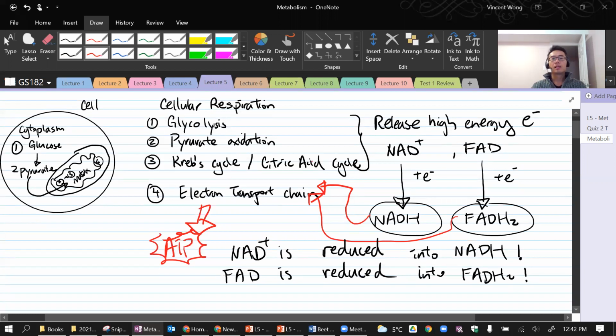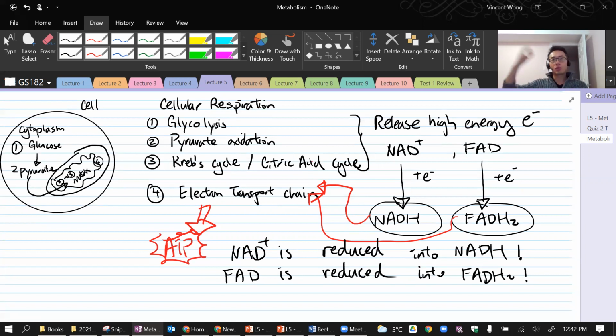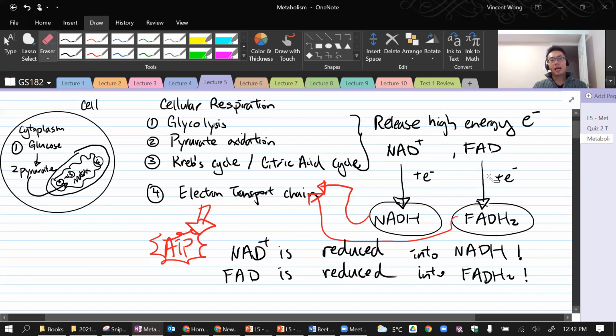Just to recap one more time very quickly. First 3 steps, we will be ripping electrons from glucose. Glucose is being oxidized. As we rip these high energy electrons from the first 3 steps, we have to capture the electrons. Otherwise, we will lose the energy, and that's no good. So to capture them, we need these energy carriers. The energy carriers will capture the electrons, and then they become NADH and FADH2. They will transport the electrons to the final step, the ETC. They will unload the electrons there, which will then be used to make ATP.